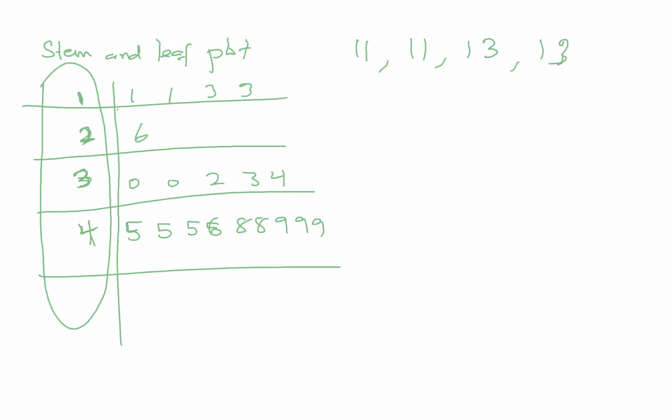Look at the second row. The stem is 2, so all the numbers are 20 something. So it's 26, and that's it. Look at the third one. The stem is 3, so all the numbers are 30 something. The first one is 30, then 30 again, then 32, 33, 33, 34. How about the fourth one? 4 is in the stem, which means all the numbers are 40 something. So we'll have 45, 45, 45, 46, and so on.